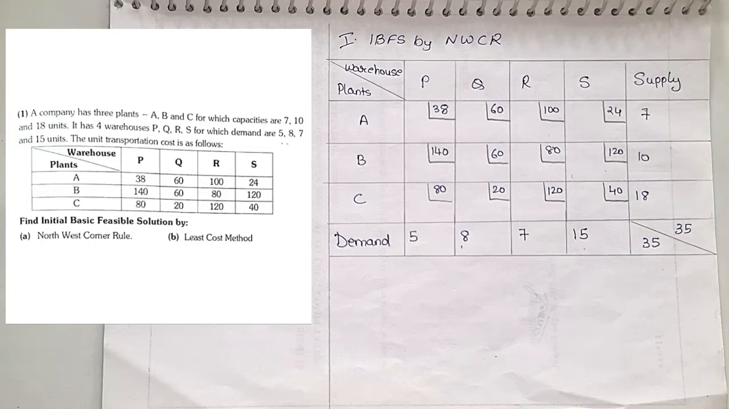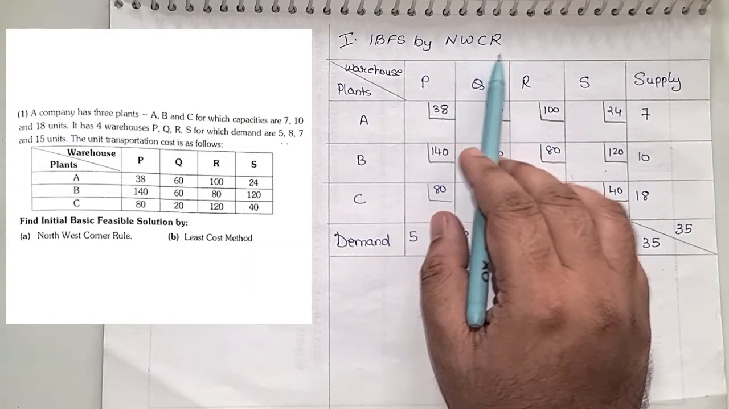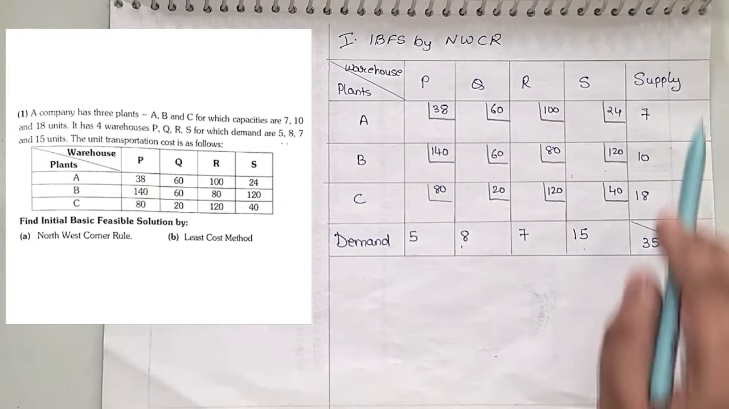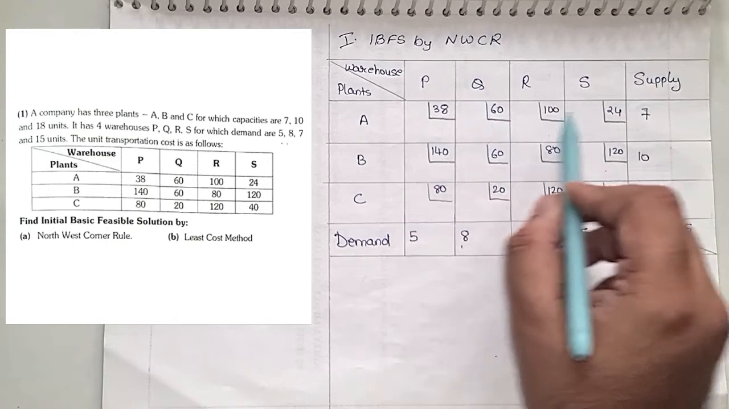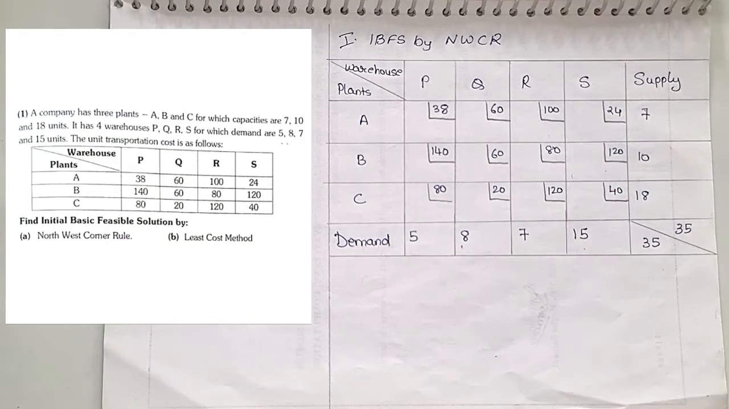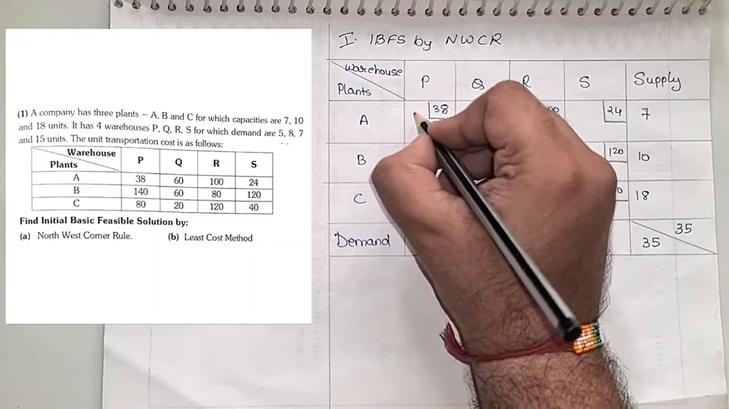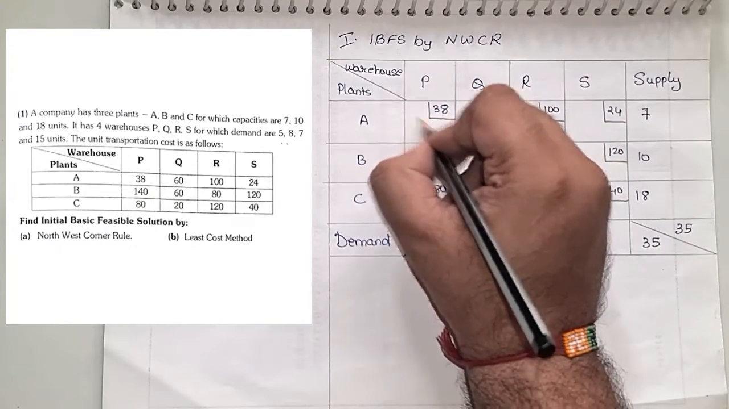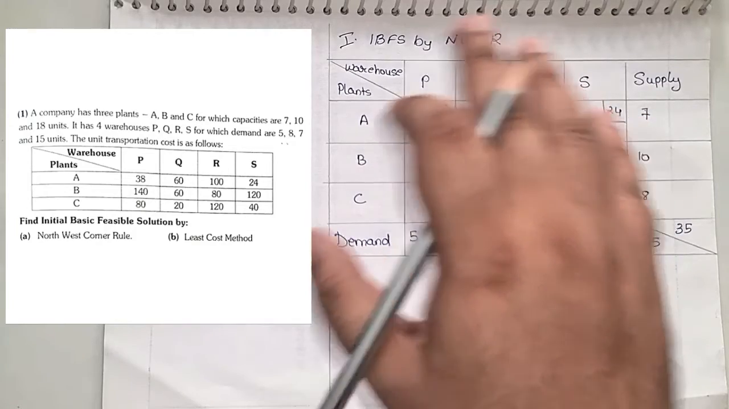Find the initial basic feasible solution by number 1, northwest corner rule. So I'm starting with the northwest corner rule. I have made the table as it is from the question in this order. All the costs are put in the boxes, and now we'll have to start with the northwest corner rule. Northwest corner means the top west corner, meaning you'll always start from the very first cell, and then solve step by step.